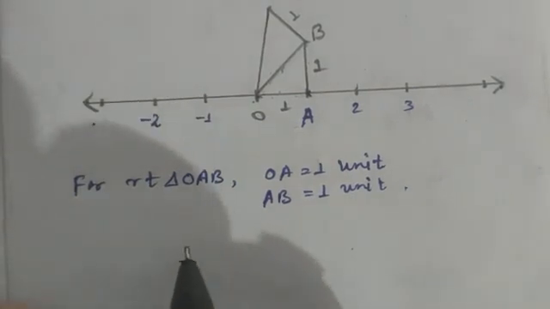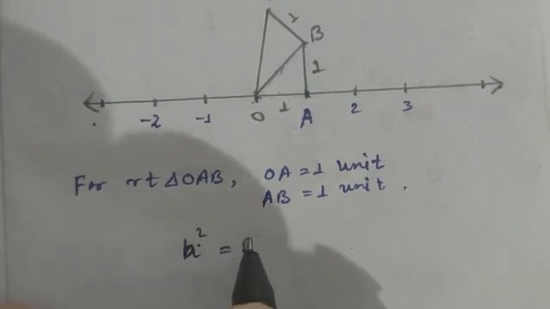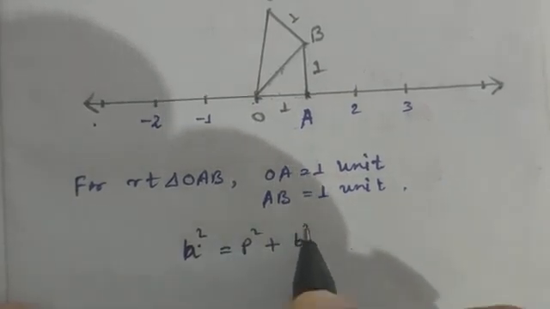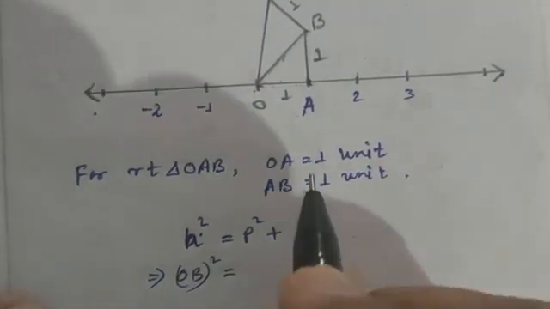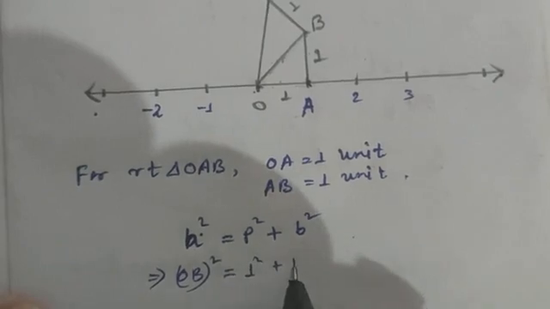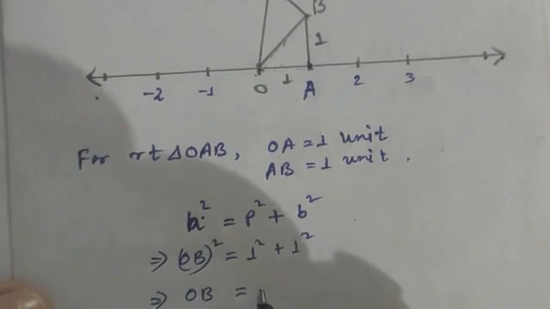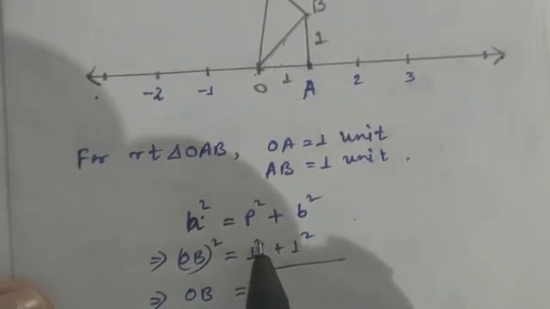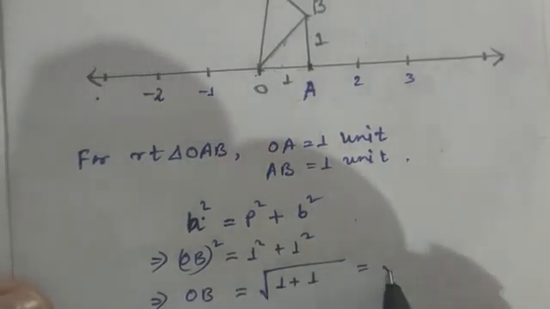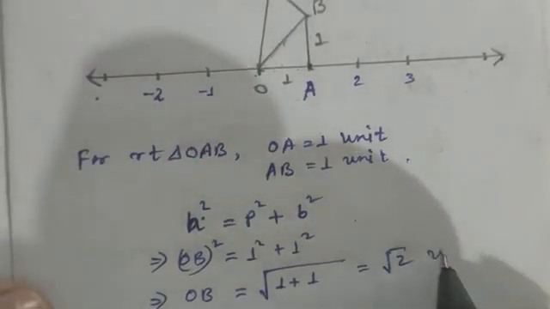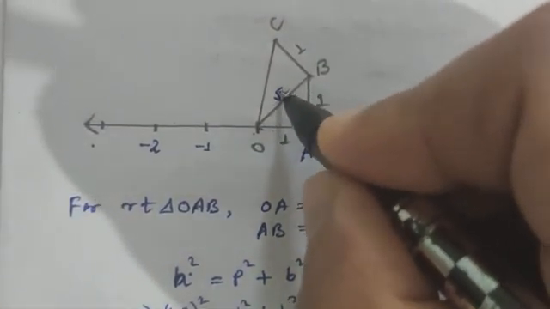So how to find out OB now? You have already learned that hypotenuse square is equal to perpendicular square plus base square. What is the hypotenuse here? OB. OB square is equal to 1 square plus 1 square. Now OB will be equal to root over 1 plus 1, that means root over 2. OB is equal to root over 2 units. We can mark it here as root over 2.